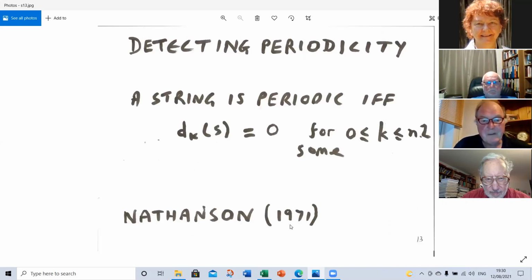Mervyn Nathanson did a proof in 71. It was his first paper after his PhD, and he shows that a string is periodic if and only if, for some k less than 2n, the k-th derivative of the string is all zeros. So that's how we detect periodicity. This works one way; it doesn't work in the other direction. That is to say, if some derivative is zero, it doesn't necessarily imply that the string is periodic. So this only works one way.